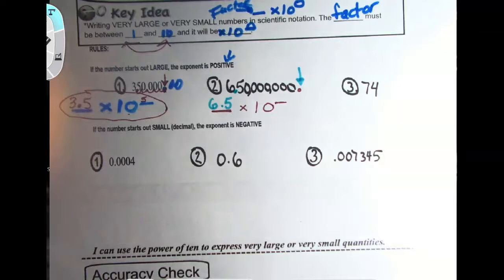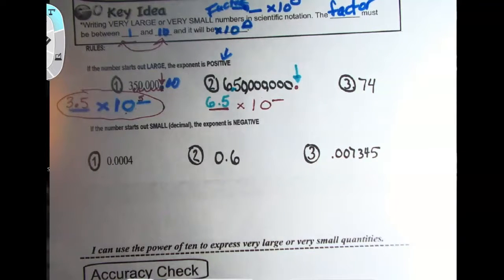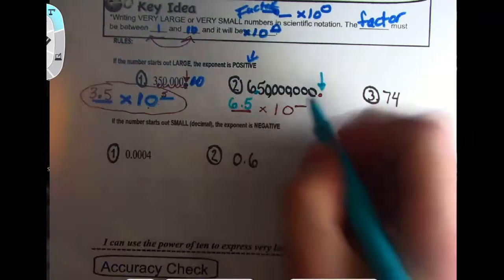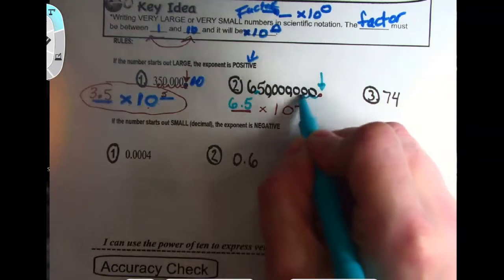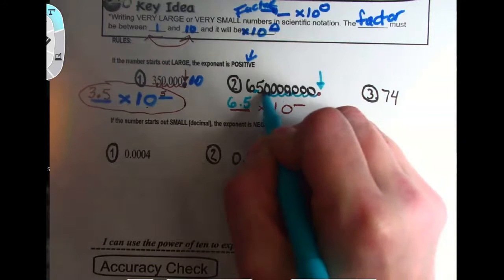And we're just going to count how many times we went back to the one we put in. Again, when it starts as a large number, just more than 1, it's a positive exponent. So I'm just going to count. 1, 2, 3, 4, 5, 6, 7, 8.